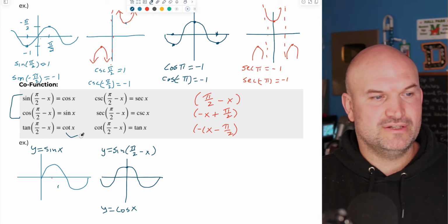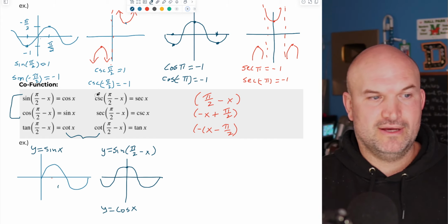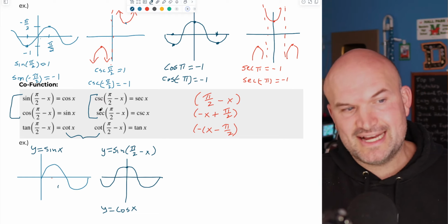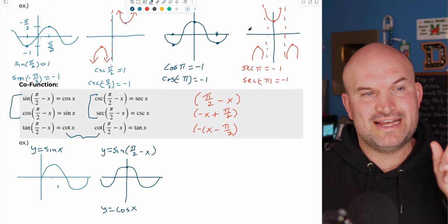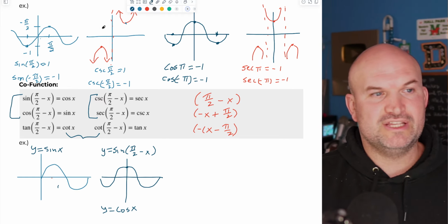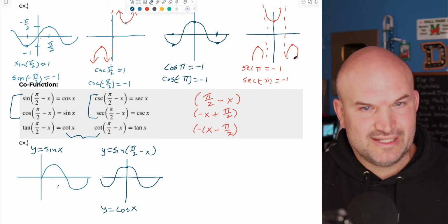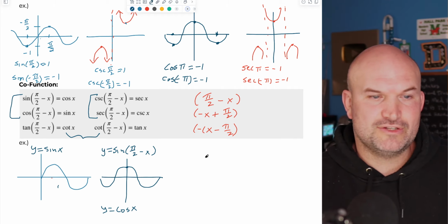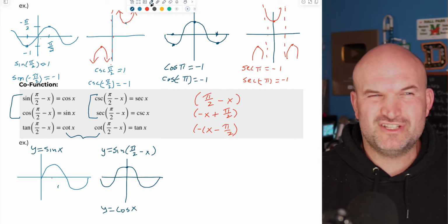In similar fashion, tangent and cotangent are going to be grouped. And cosecant and secant are going to be grouped. So we could apply these exact same transformations to the graphs of cosecant and secant, and we'd get the exact same thing. Now, let's take a look at the tangent graph, just to make sure.